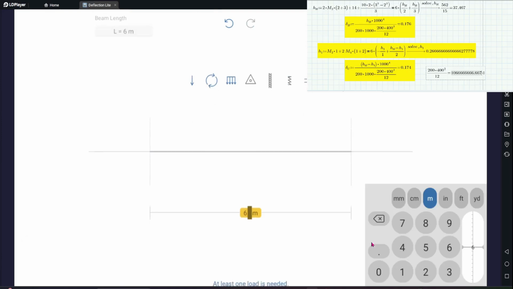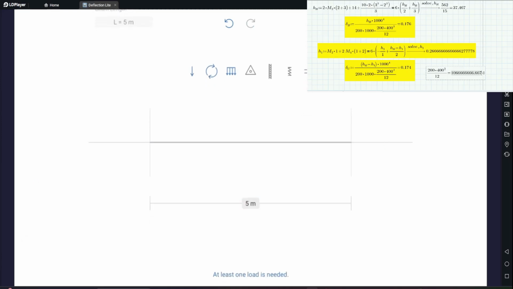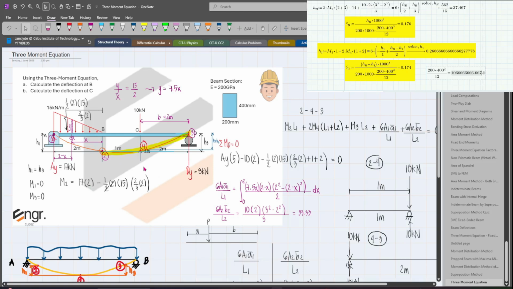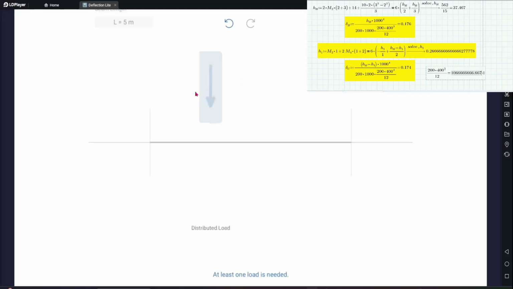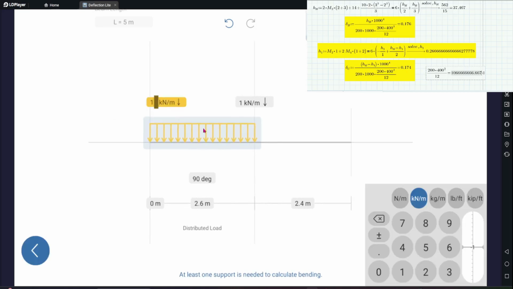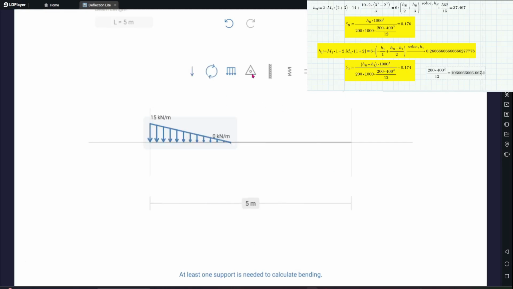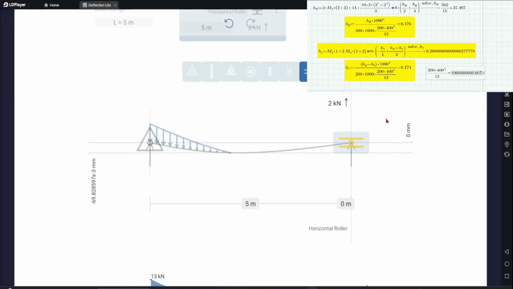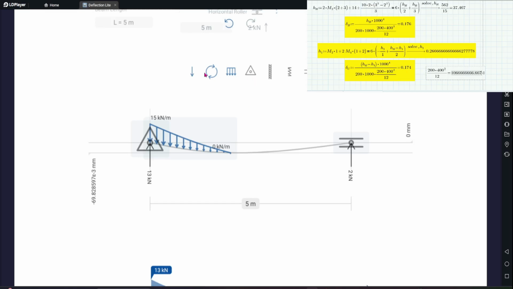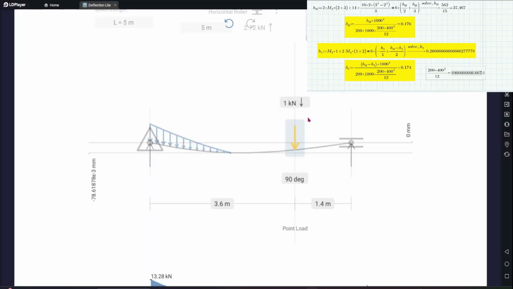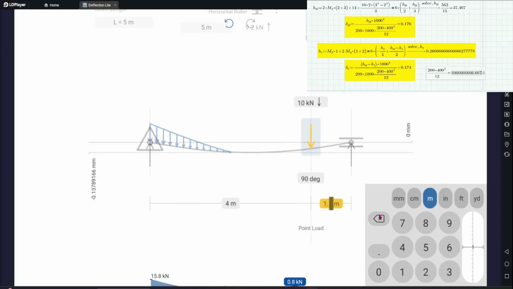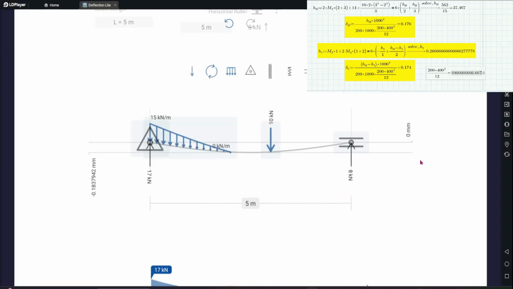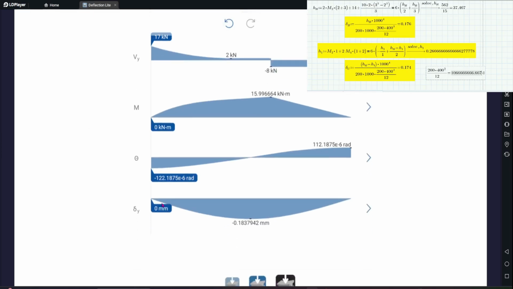Then, model natin yung beam. The span is 5 meters. Then, we have a triangular load from 15 to 0. Then, 2 meters. Tapos, simply supported. 10,000 and then 2 meters. Ayan. So, ito yung deflection.